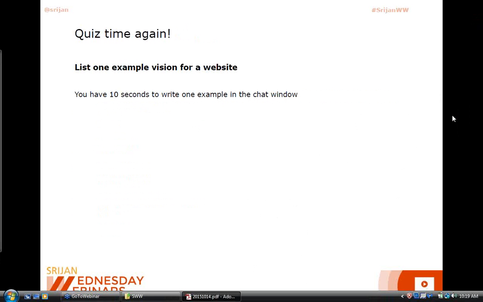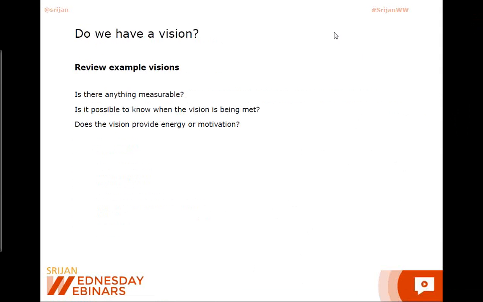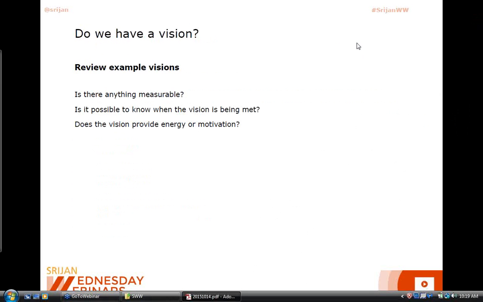Okay, good. So, vision for website. We've got a few suggestions in here. What we're looking at with the visions we're seeing here: Facebook, connect all the world, business, more revenue, business model, simple and intuitive, helping people, beautiful samples of websites. Okay, so what we need to look at with these visions is you need to ask the question, is there anything measurable in those visions? How would you know when that vision was being met? And does the vision that you've given as a suggestion actually provide you energy or motivation to be creating the website?